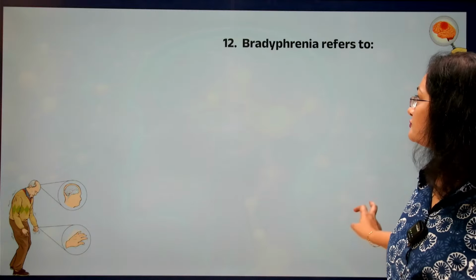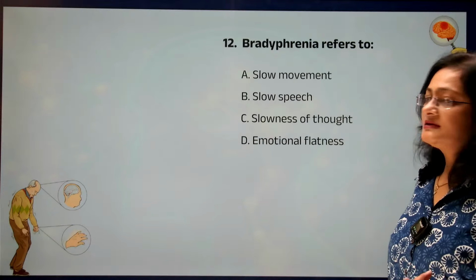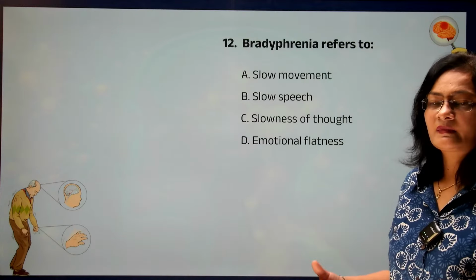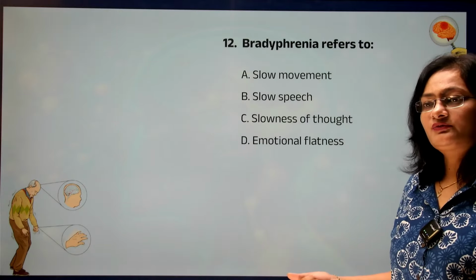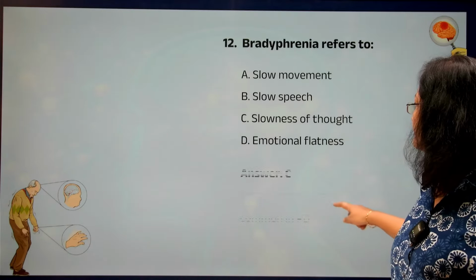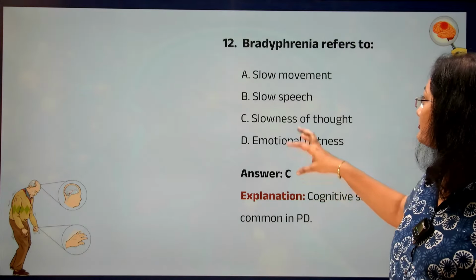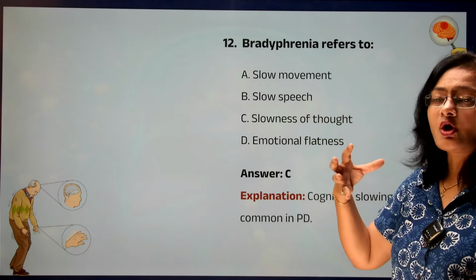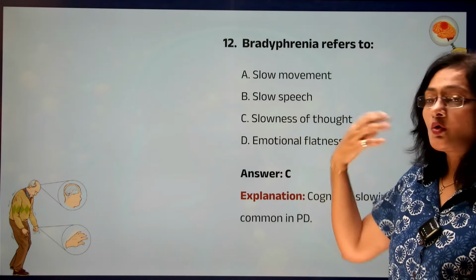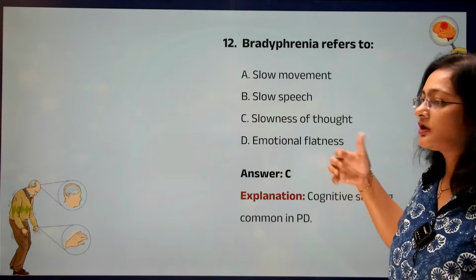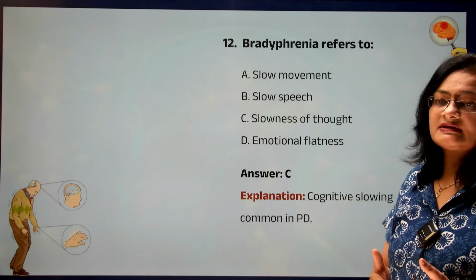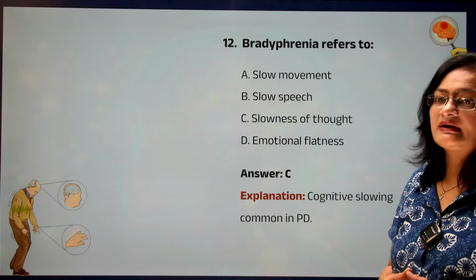Bradyphrenia refers to, phrenia is something related to thought, so slow movement, slow speech, slowness of thought, or emotional flatness. So in phrenia, thought or the cognitive process will be affected. When slowness of thought, that is cognitive processing, is affected, it will result in bradyphrenia.